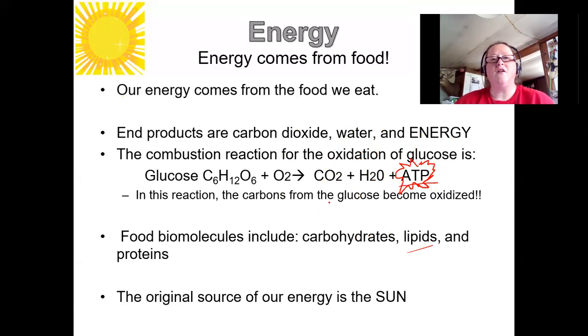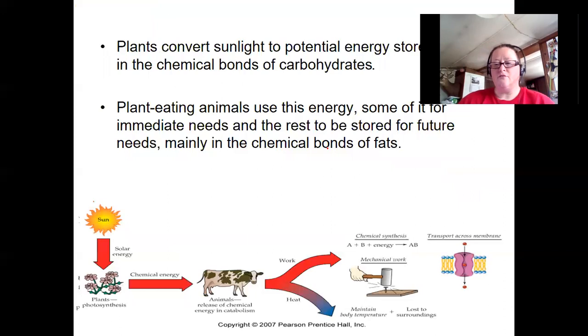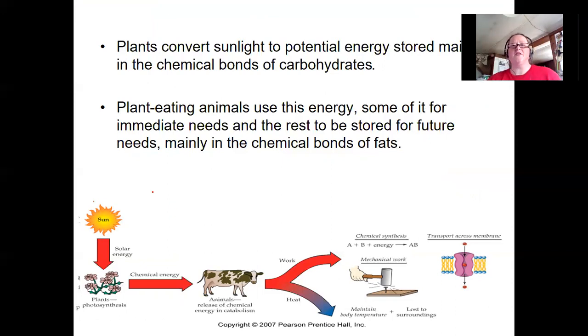Ultimately, all of the energy that comes from our food originally came from the sun. The ultimate source of all energy that fuels our bodies comes from the sun. And this is why it has to do with the food chain, actually. So the plants will convert sunlight to potential energy and store it in its bonds. And we can either eat the plants ourselves to access that energy, or we can eat animals, like this cow right here, that ate the grass, and we can access the energy that way.